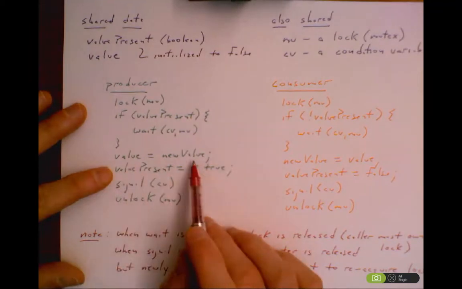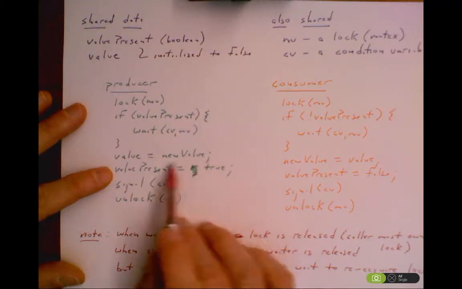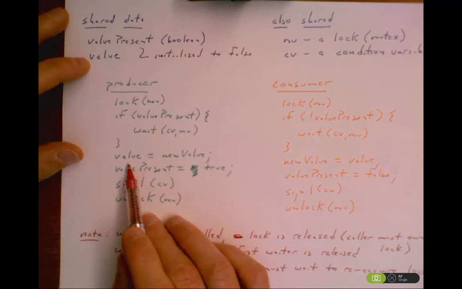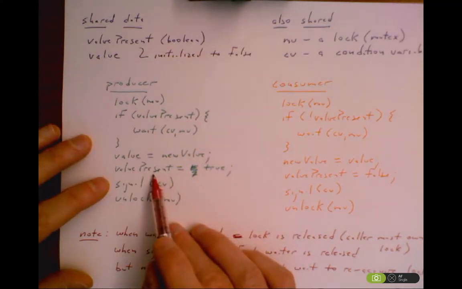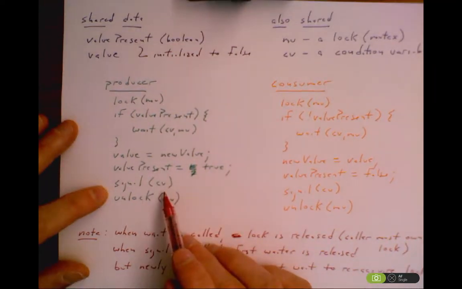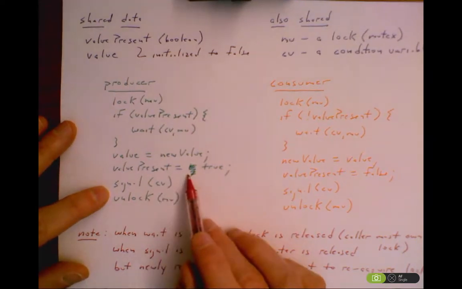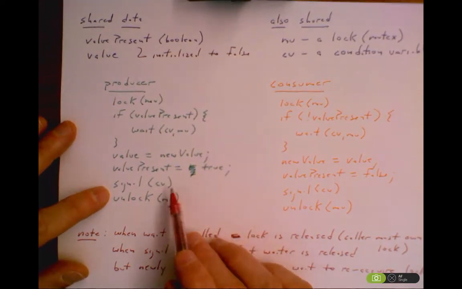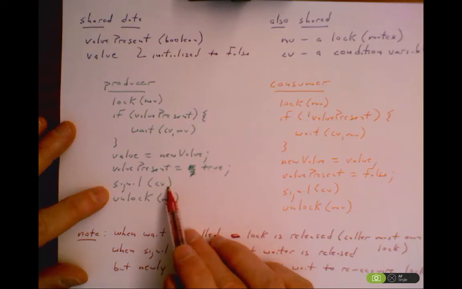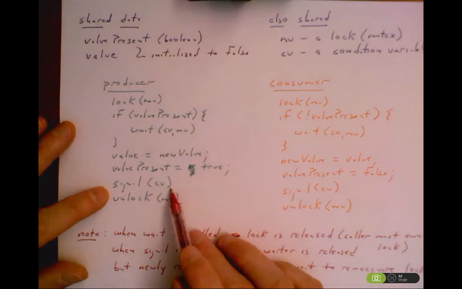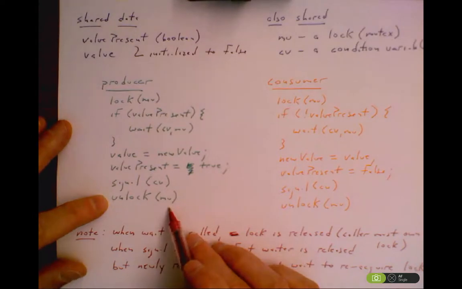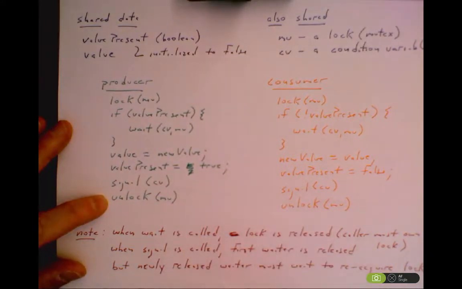I'll come in, I will drop my new value that I want to drop off into the shared location called value. I'll set the flag to say there is a value present. And then I will signal, because the consumer now might be waiting. I need to tell them that I just put a value that's ready to be consumed. So this signal would wake up a waiting consumer. And then I unlock to allow the consumer to get into the data. Okay. Let's go through the other side and then we'll match them up.